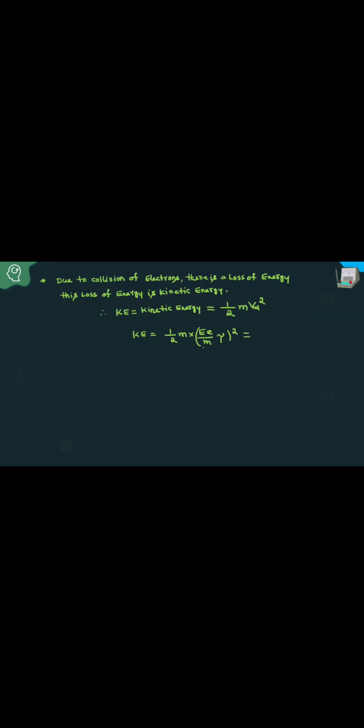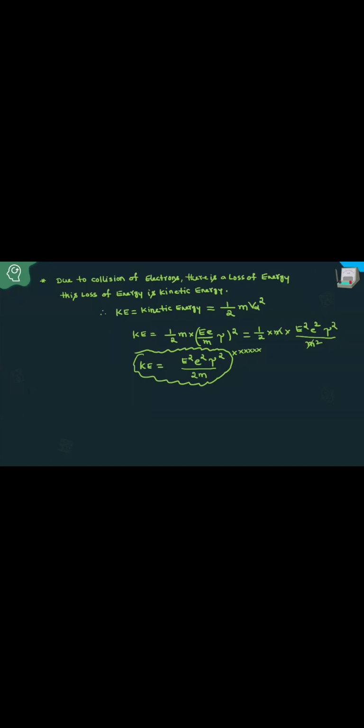If you simplify this, we get half m into e square tau square by m square. This m cancels. Then the kinetic energy is e square tau square by 2m. This is the kinetic energy. This much energy loss takes place due to collision of electrons.